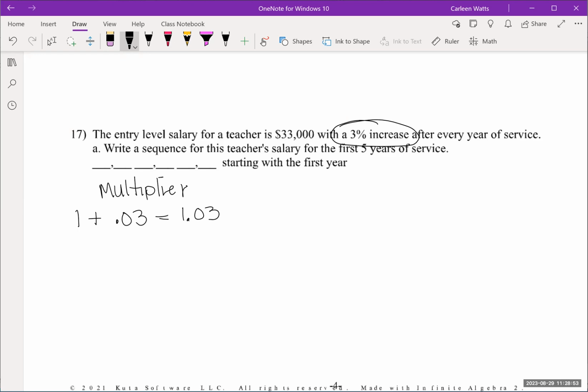Okay. So, write a sequence starting with the first year. Do not put commas. 33000. Don't put a comma in the number. We're putting commas between the numbers. Okay. So to get the next one, I'm going to multiply by the multiplier.